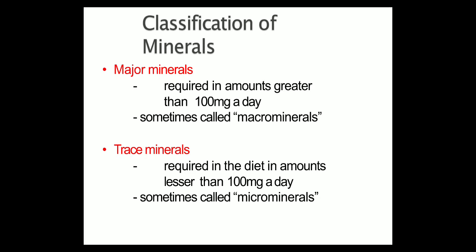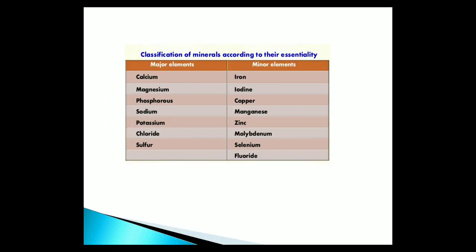Now let's see the classification of minerals. There are two classes, major minerals and trace minerals. First, we'll see the major minerals. It is required in amounts greater than 100 milligrams per day, sometimes called macro minerals. And another one is trace minerals. It is required in the diet in amounts lesser than 100 milligrams a day, sometimes called microminerals.